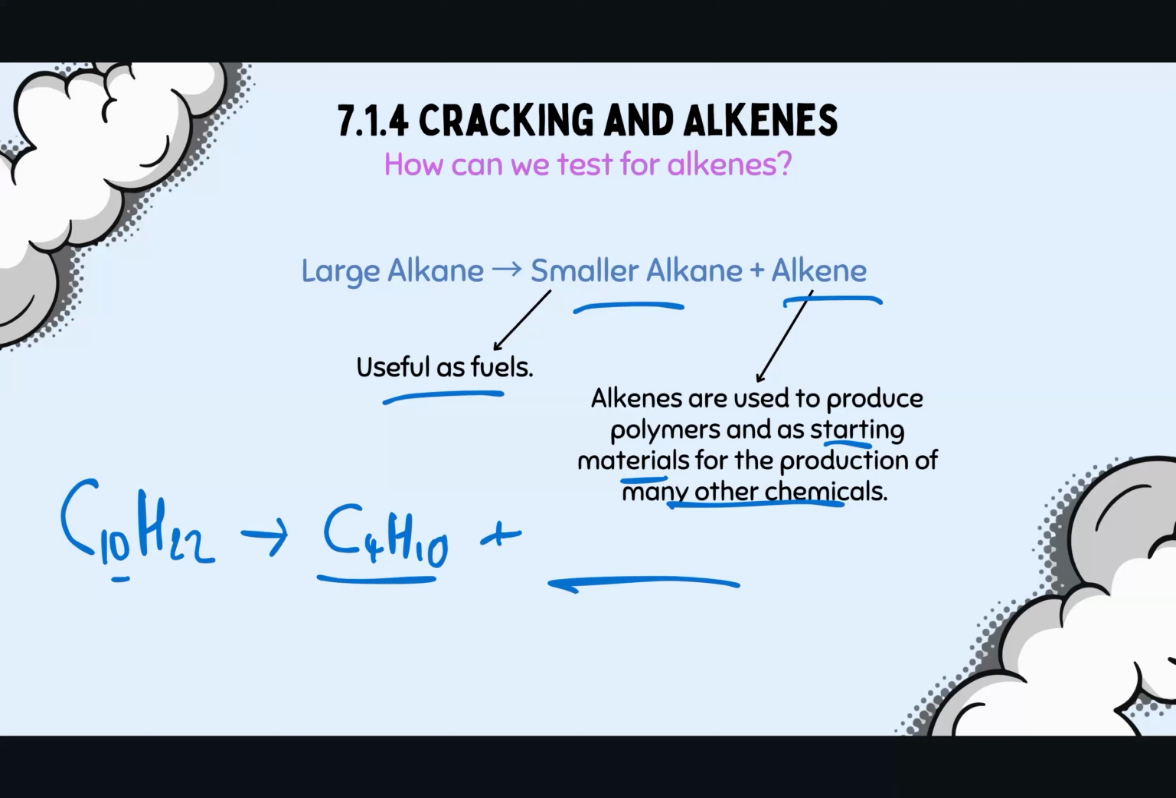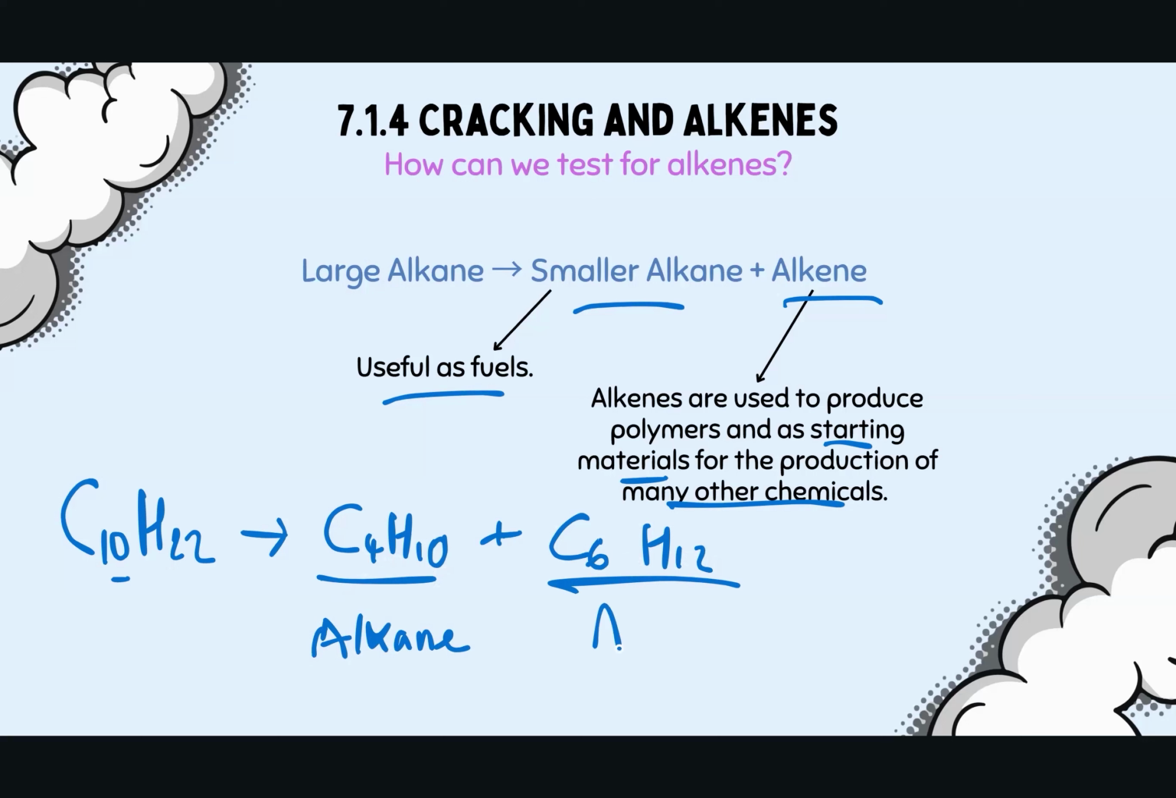So what do we have left? From the 10 carbons we started with, we've used 4 up in the butane. So we've got C6 left. And hydrogens, we have 12 hydrogens left. Now, notice over here, it's an alkane because the number of hydrogens is double the number of carbons plus 2. So 4 times 2 is 8, plus 2 is 10.